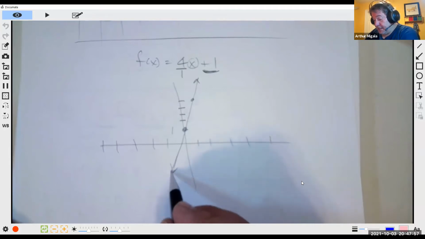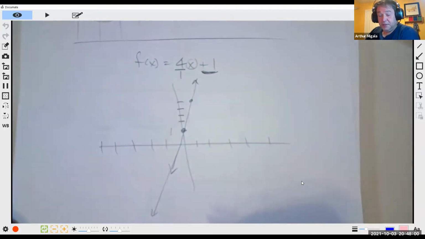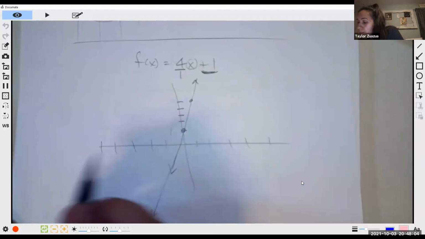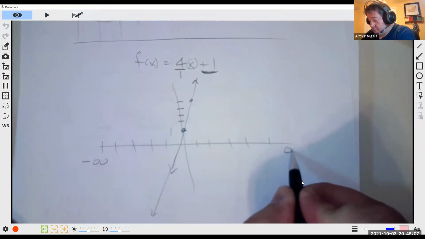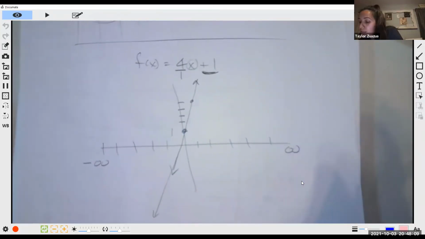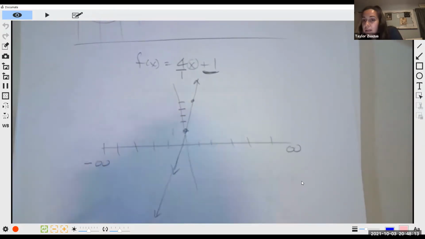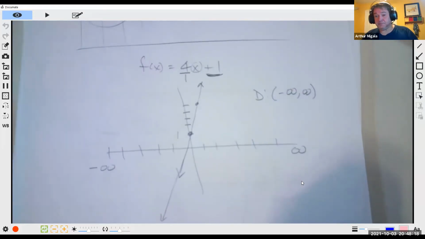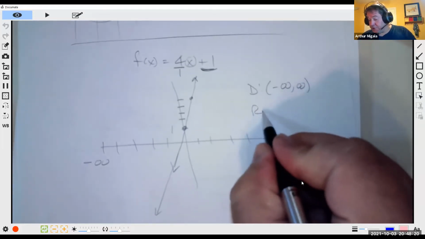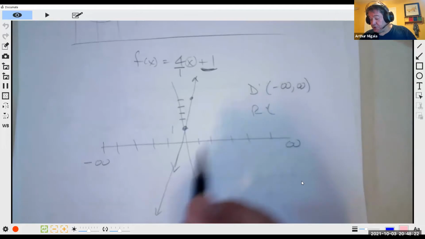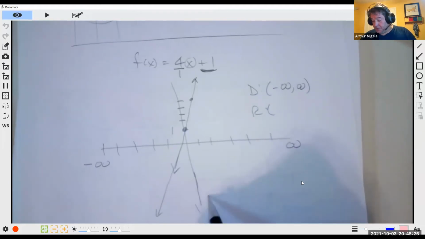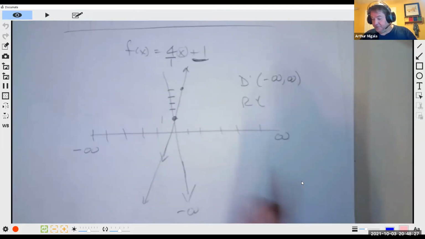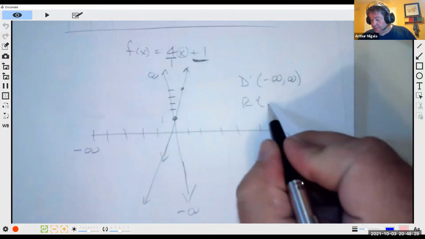This line here goes infinitely. It keeps on going, going, going. So the domain is between negative and positive infinity. Gotcha. So that's what negative and positive infinity mean this whole time. Right. And the range, same thing. Since it's always going up, it starts at negative infinity and goes up.